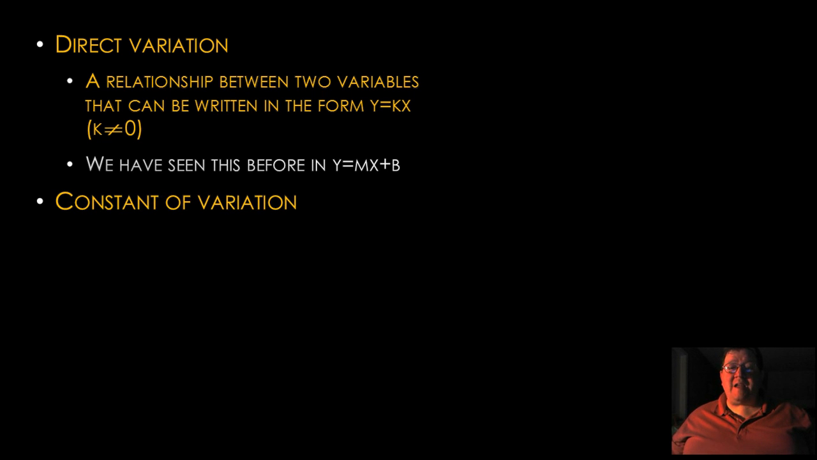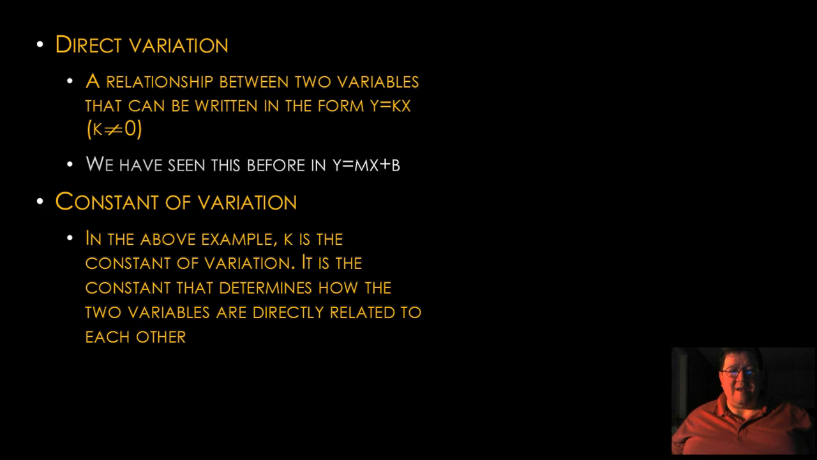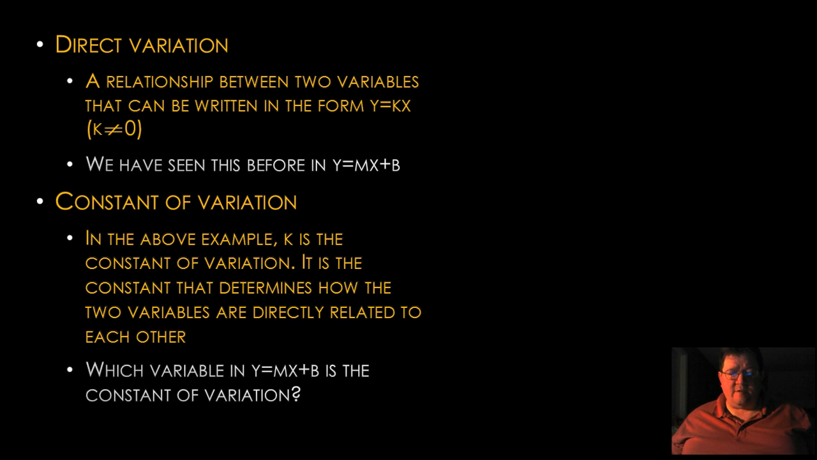Now comes the second vocabulary term. It's the constant of variation. In the above example, the direct variation formula, k is our constant of variation. It's the constant that determines how the two variables are directly related to each other. All right. So which variable in the slope-intercept form is the constant of variation? Well, what is being multiplied by x? It's the letter m. So the slope is our constant of variation. Let me show you how I got that.